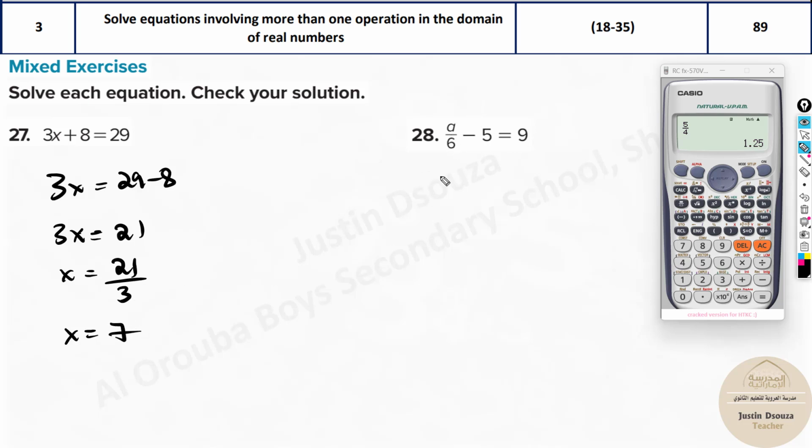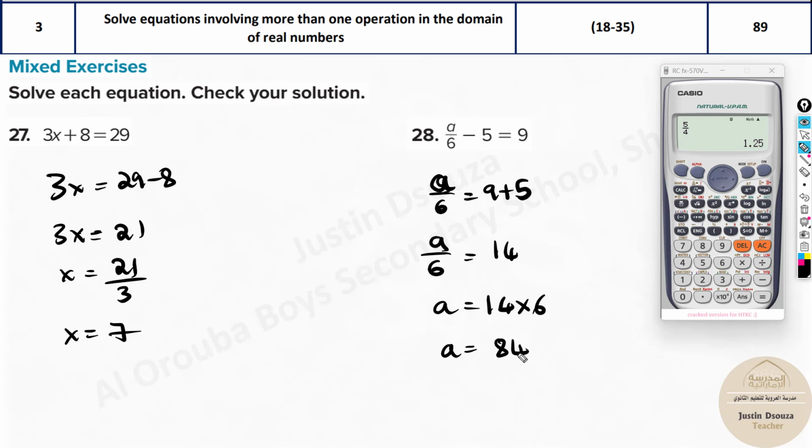Same thing here, minus 5 to the other side will be a by 6 equals 9 plus 5. Solve this, a divided by 6 equals 14. That is 9 plus 5 is 14. A equals 14 times 6. 14 times 5 is 70, 70 plus 14 is 84. So this is how we get it.